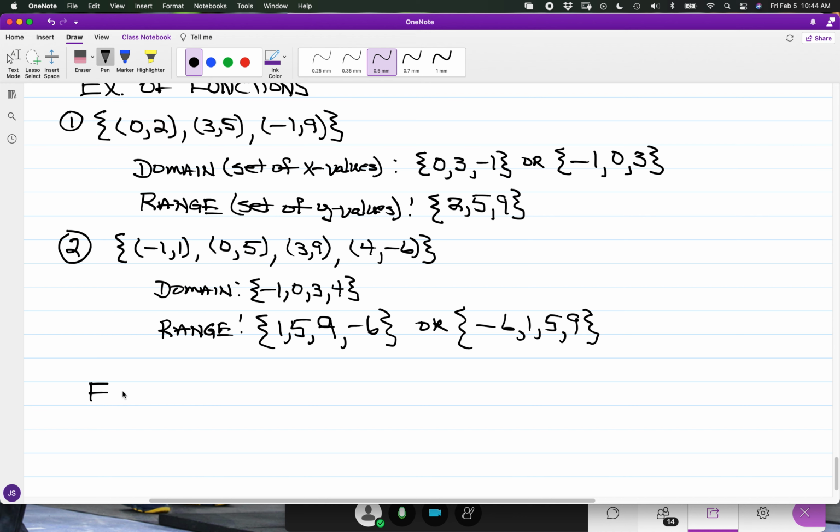Now for the remaining portion, and this will be something akin to separating the wheat from the chaff, we're looking at whether the set of ordered pairs will be a function or not.